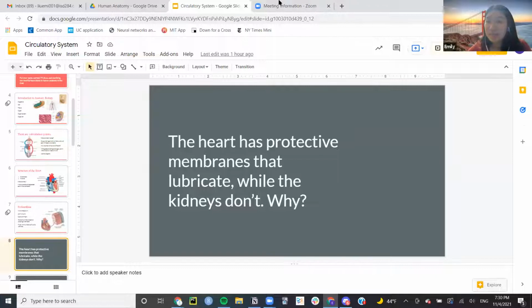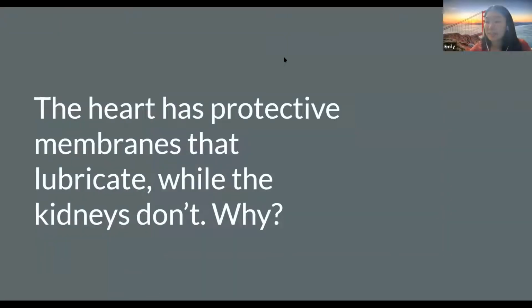So the kidneys do not actually move around a lot. They're just sitting there. The kidneys cleanse your blood, filter out bad things, and create urine. There's just blood flowing through them, but the kidneys themselves aren't squeezing or contracting like the heart is. So the kidneys do not need these protective membranes that the heart has to lubricate its movement, but the heart does.